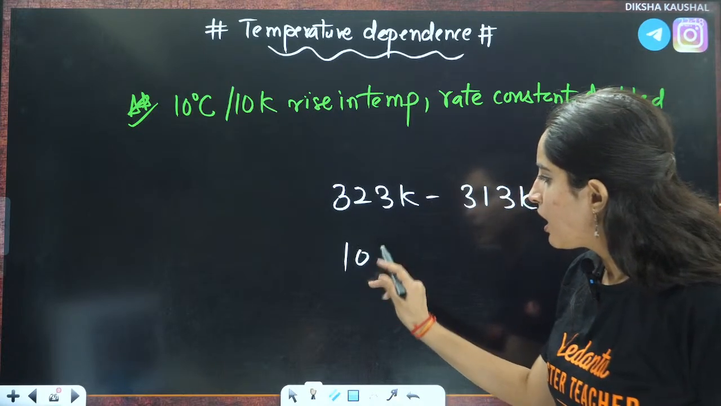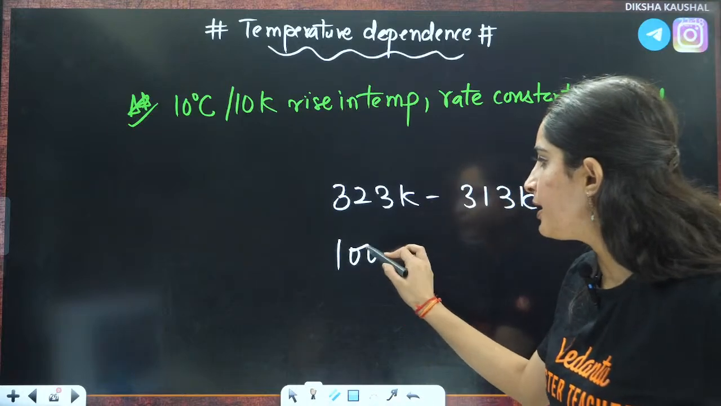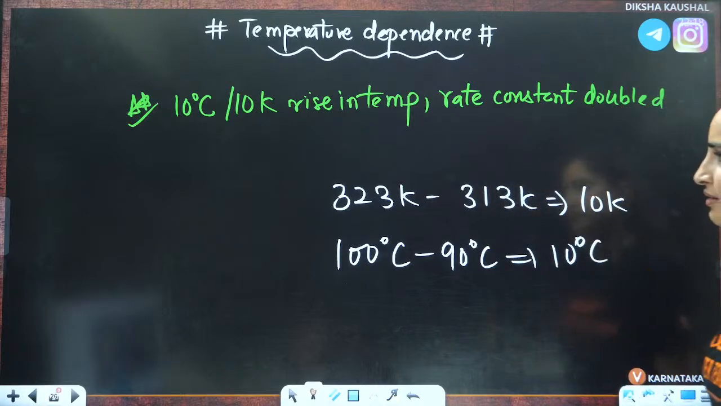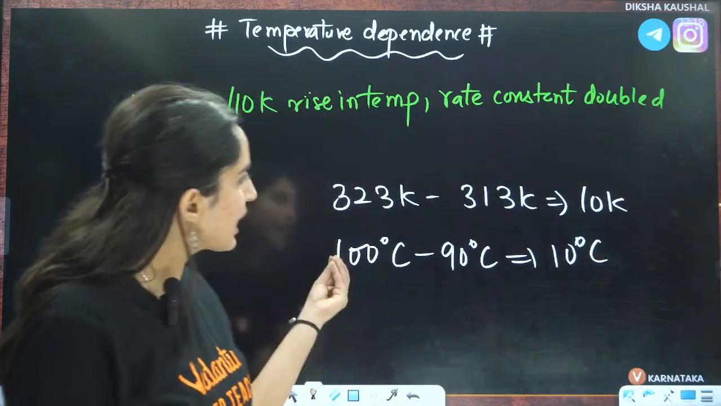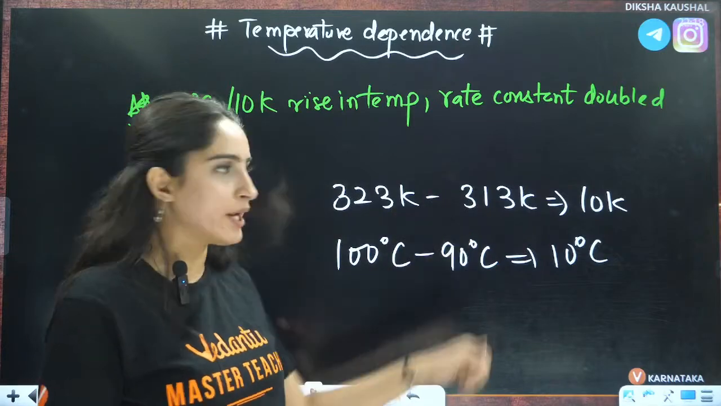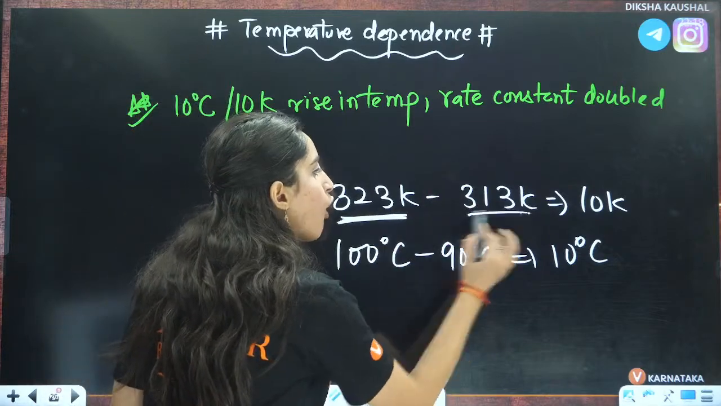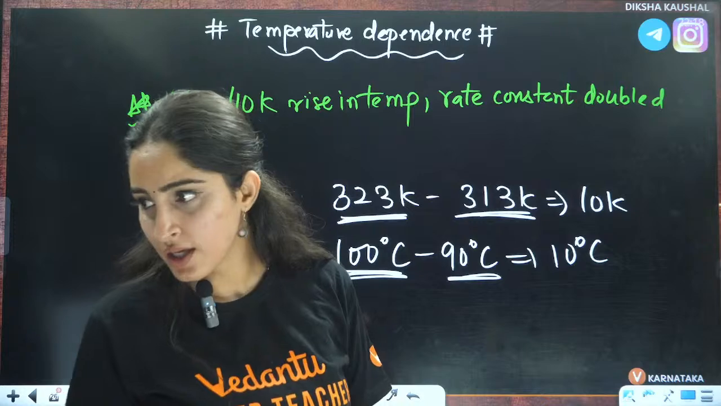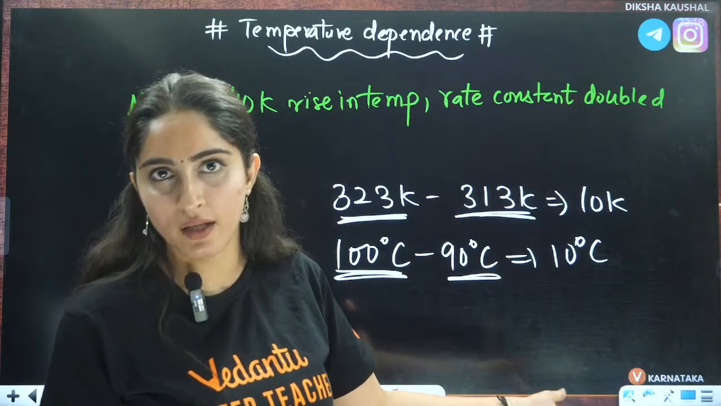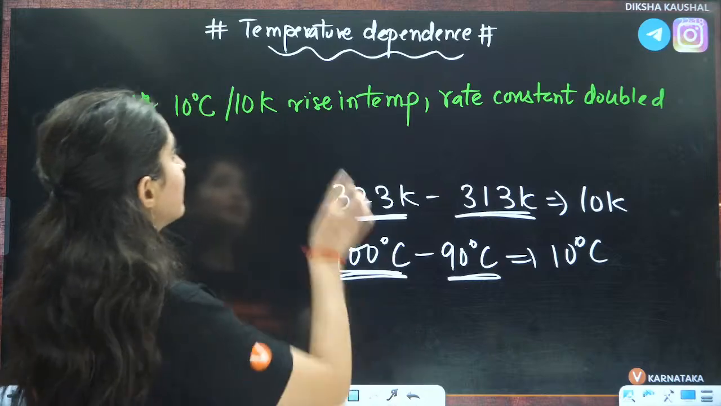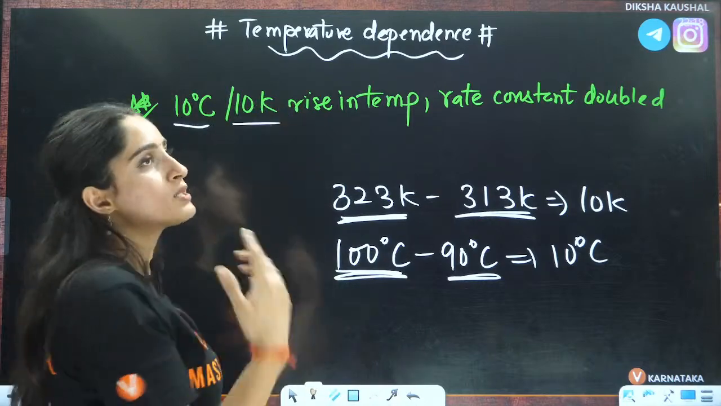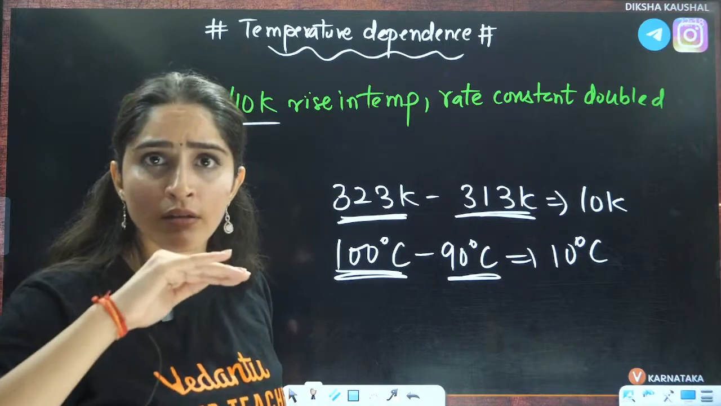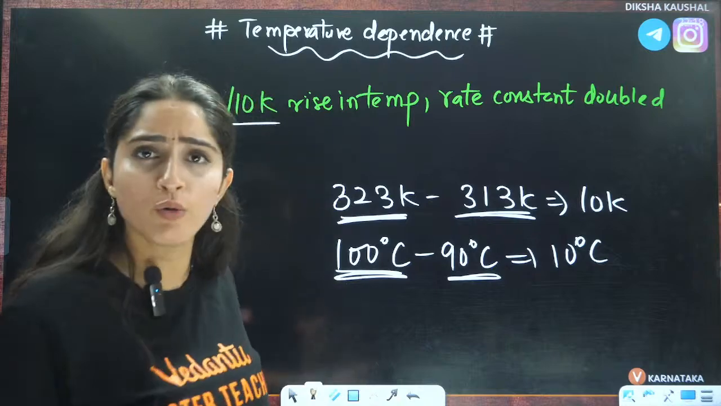If I say 100 degrees Celsius minus 90 degrees Celsius, this is also a 10 degree difference. I have just changed the unit. With changing the units, Kelvin and degree Celsius, my difference has not changed, right? My difference is the same. So if in the question they write degree Celsius, in some books, and in some books you will say, ma'am, they have written Kelvin. Ma'am, is this book wrong? No, both are right.